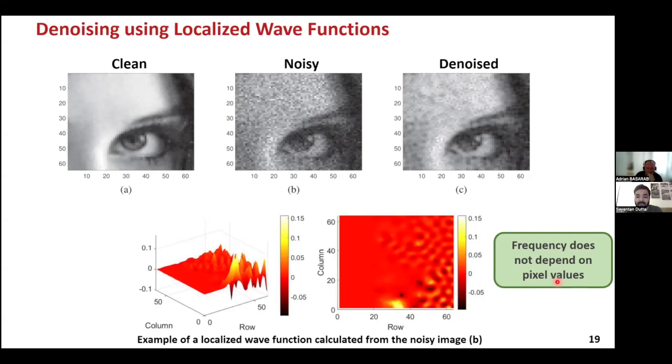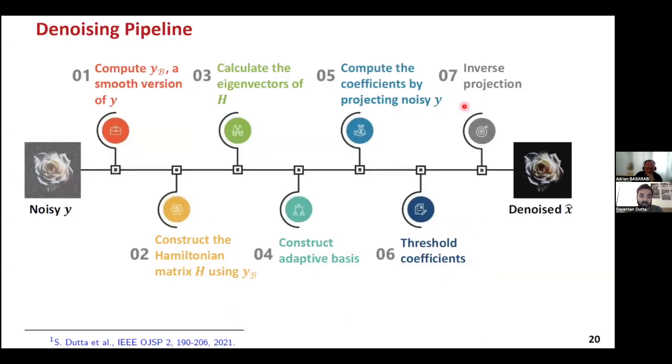Now, if we use this localized wave function for the image decomposition, this is the result. You can see that the result is not very good with this localized wave function. So we have to remove this localization effect. For this, we did a small trick. First, we smooth the image. Let's say this is a noisy image Y. We compute a smooth version using a Gaussian filter, a low-pass filter, and we get YB. Then we construct the Hamiltonian operator using this smooth version YB.